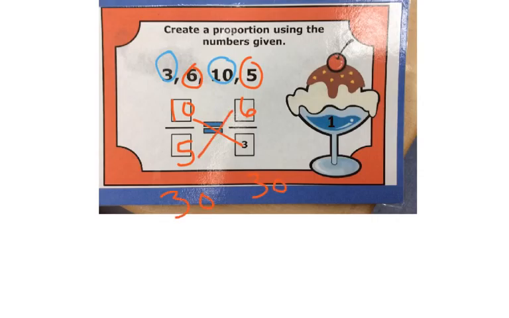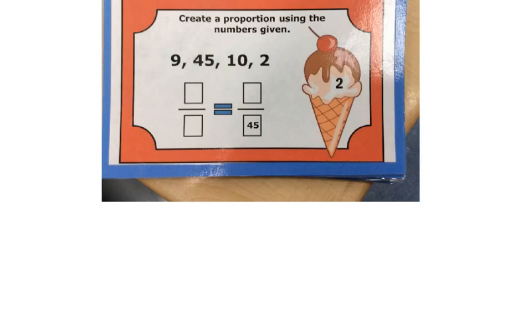I also want you to see this relationship. 6 divided by 3 is 2, 10 divided by 5 is 2. So you can see there are lots of different patterns going here. So these two ratios form a proportion. Let's look at patterns for task card number 2.